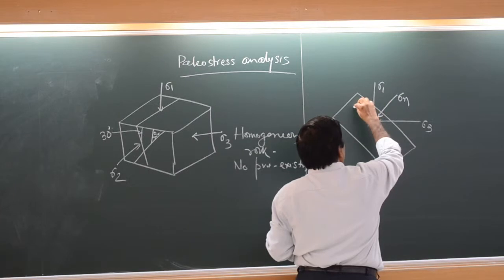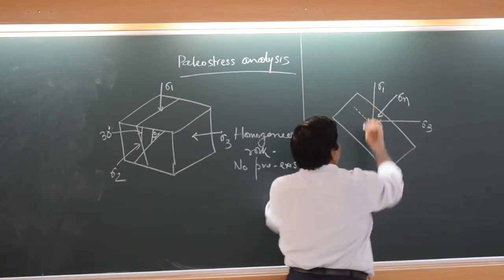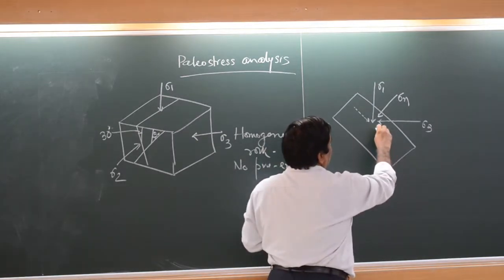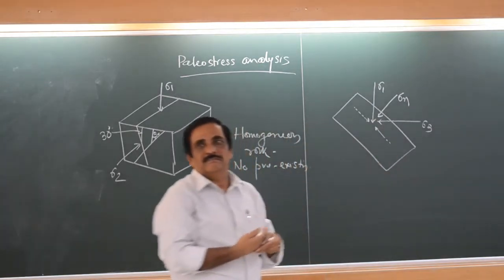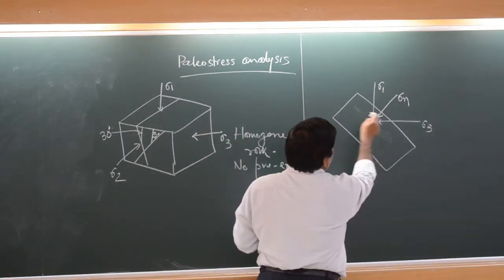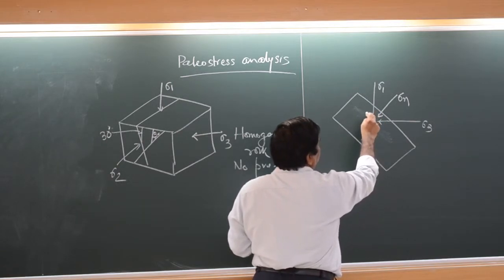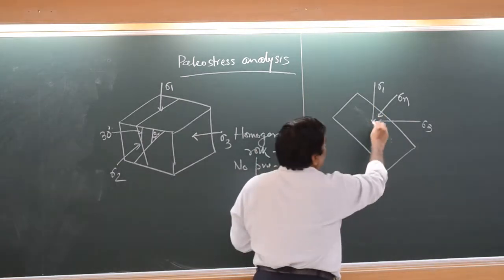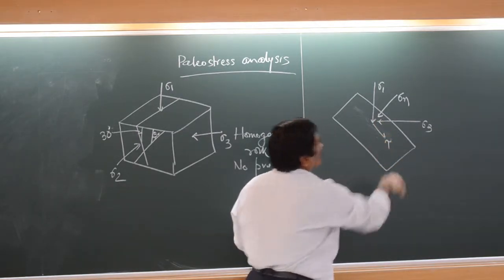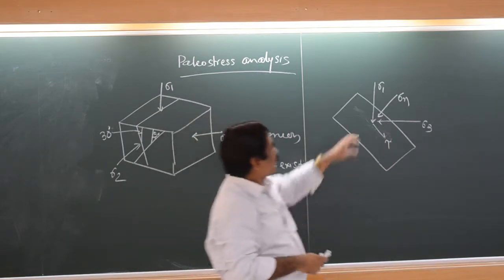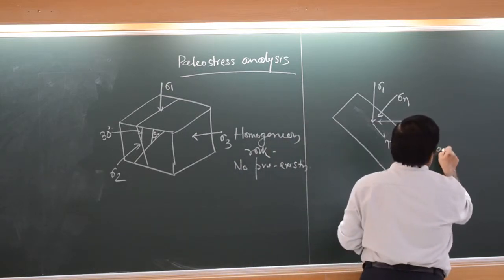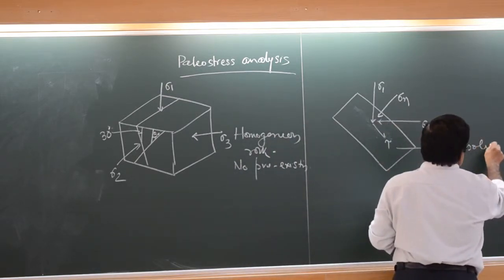For sigma 1, there will be shear stress going downward. For sigma 3, it will be going like this. But out of this, the shear stress for sigma 1 is bigger, so the resultant will be going down. This will be the bigger one, so there will be a downward slip. This is the result of the maximum resultant shear stress.